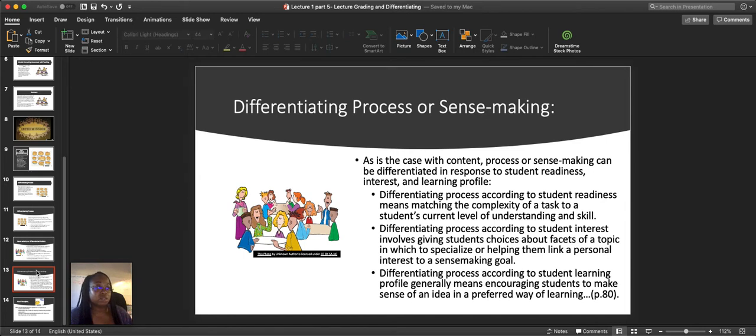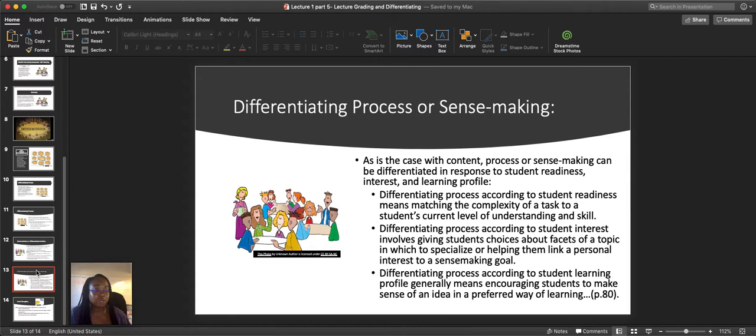Okay, differentiating process or sense making. As is the case with content, process or sense making can be differentiated in response to student readiness, interest, and learning profile. Differentiating process according to student readiness means matching the complexity of a task to a student's current skill level of understanding. That means you're meeting them where they are, which I kind of already said in the previous slide. Differentiating process according to student interest involves giving students choices about facets of a topic in which to specialize, or helping them link a personal interest to a sense-making goal.